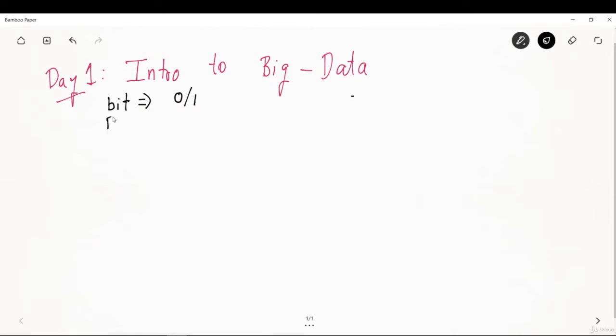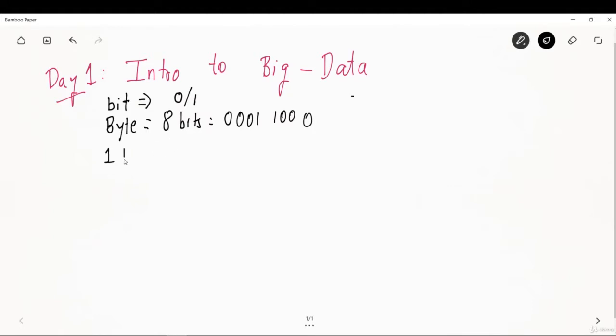Then after bit comes byte. A byte is nothing but 8 bits. The example can be any combination of zeros and ones. So you can say 0011 1000. So this is called a byte.